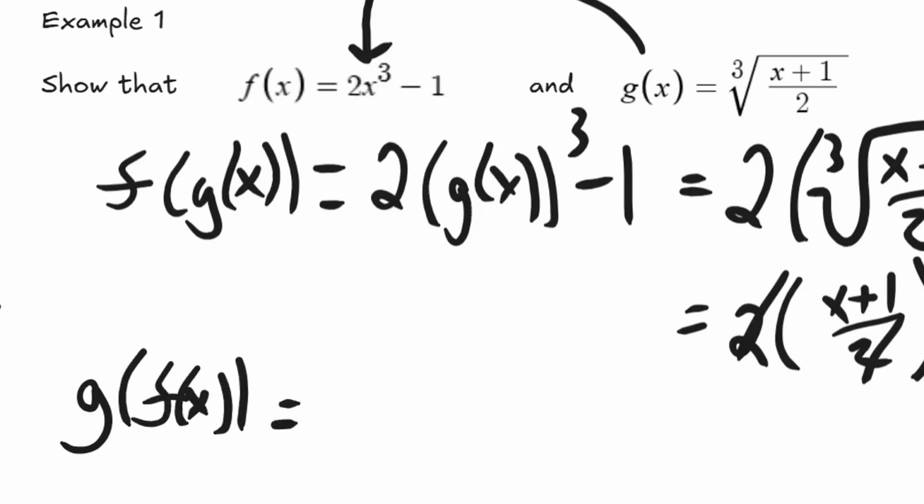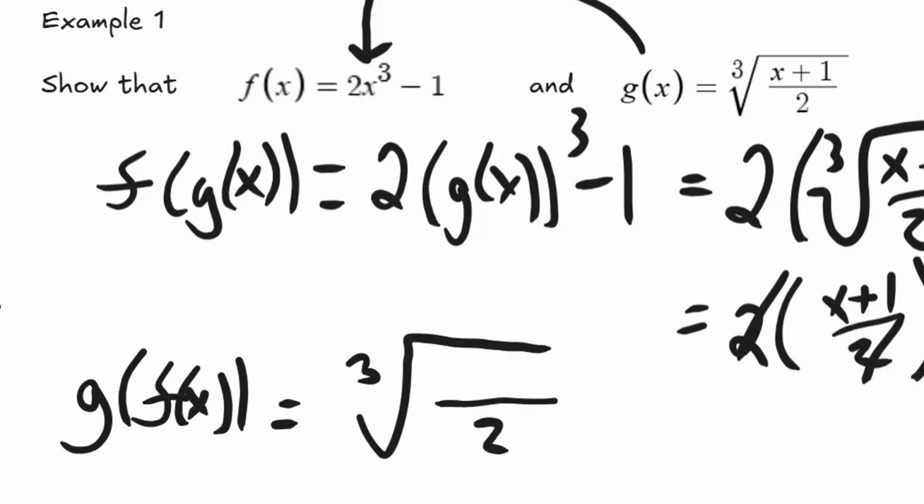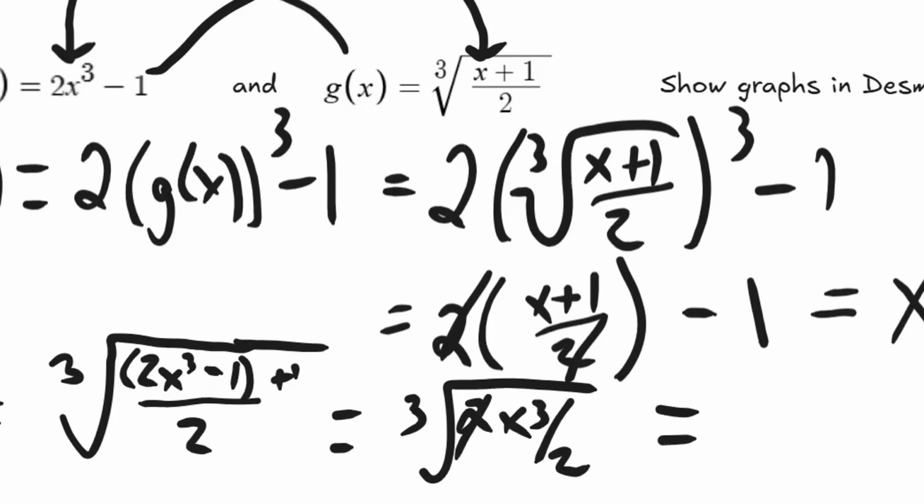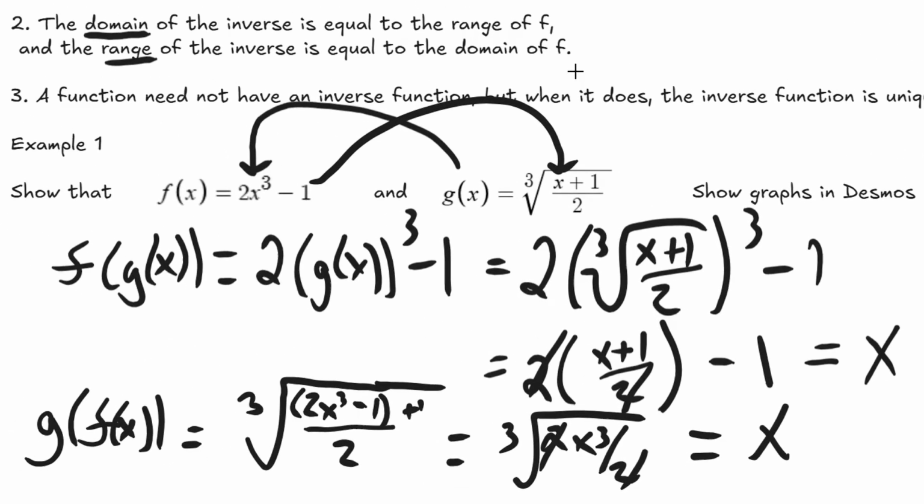So this would be the cube root of (x plus 1 over 2), but we're going to substitute 2x cubed minus 1 in for x in the g function, and then plus 1. Now the 1's cancel, and you would have the cube root of 2x cubed over 2. The 2's cancel, and you would have the cube root of x cubed, which is just x. So since f of g of x equals x and g of f of x equals x, you can conclude that those two functions are inverses of one another.